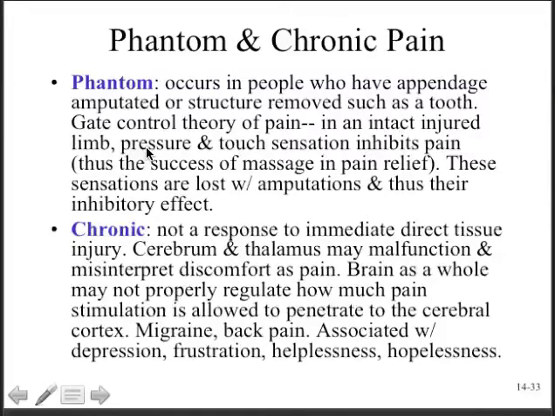Chronic pain is not a response to immediate direct tissue injury. Here, the cerebrum and the thalamus may malfunction and misinterpret discomfort as pain. The brain as a whole may not properly regulate how much pain stimulation is allowed to penetrate the cerebral cortex. Examples include migraines and back pain. These are often conditions that are associated with considerable psychological disturbance such as depression, helplessness, frustration, and so on. An example of a condition that is characterized by this type of chronic pain is fibromyalgia.